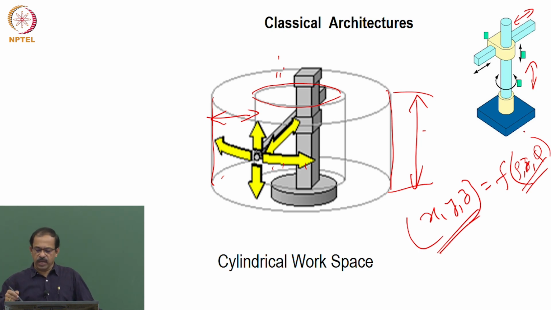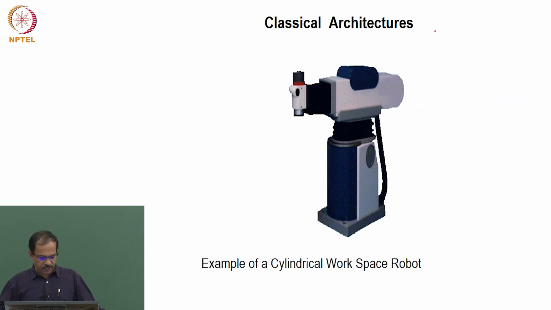These two can be decided directly. Compared to the previous one, this is simple because the x position and z position can be easily obtained by these two joints. Depending on how much this has moved, you will be able to get this, and then the angle will be decided by this one. So y will be decided by the rotation, and x and z can be easily obtained like this. So that is the way it is defined. This is an example of a cylindrical workspace robot.